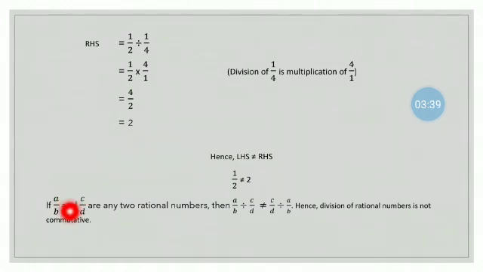If A upon B and C upon D are two rational numbers, then A upon B divided by C upon D is not equal to C upon D divided by A upon B. Hence, division of rational numbers is not commutative.